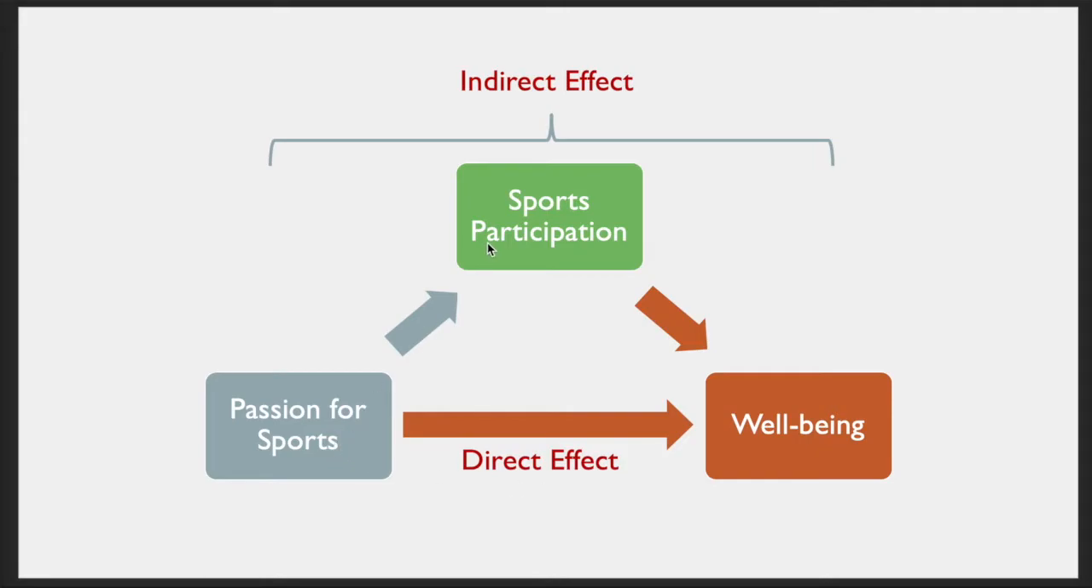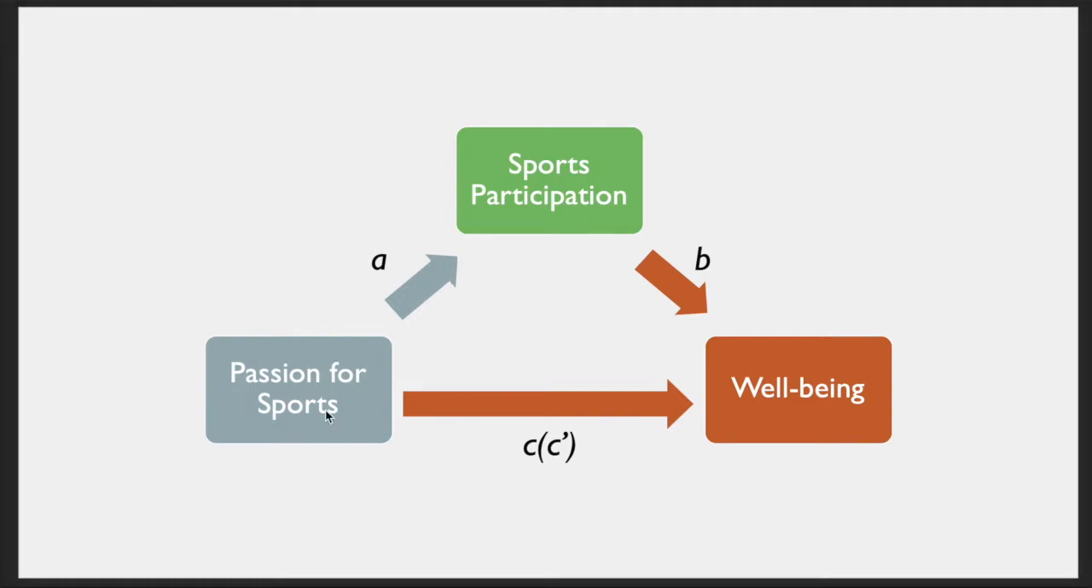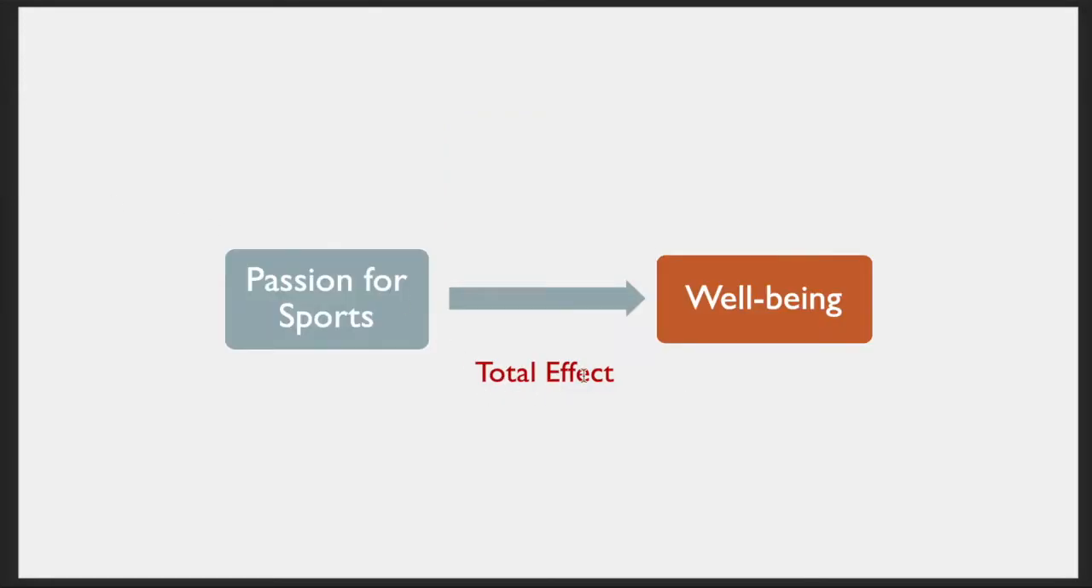So this is a simple mediation model, and another important thing when you test mediation is that these paths have particular labels. The pathway from your independent variable to your mediator, you call path A. The path from your mediator to your dependent variable is called path B. The path from your IV to your DV without sports participation is path C. So path C in effect is your total effect.